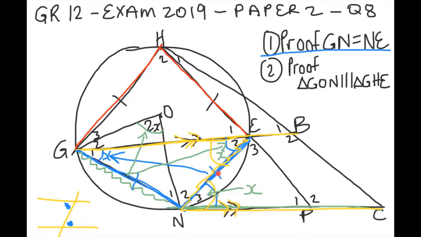And you can just use the angles in an isosceles triangle are the same. So you have the isosceles triangle and the two sides are the same. That means the two angles in the corner are also the same. All right, so that is how to prove that GN equals NE.